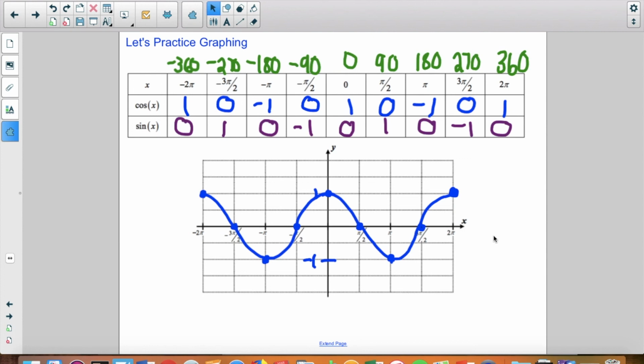Now let's plot sine. Sine starts at 0. Then we have 1, 0, negative 1, 0, 1, 0, negative 1, 0. And again, we're going to connect it with smooth lines. So this was the standard sine and cosine graph. What we will be doing later on in this unit is changing some things about it. We'll be changing the amplitude, the midline, the frequency, and so on. But that's what the graphs look like.